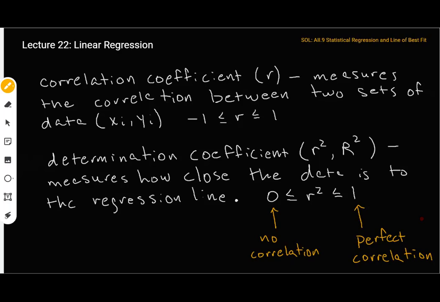So that's going to be what R and R squared is going to be. And again, once you do this on Desmos, it'll tell you automatically what the R value is and what the R squared value is going to be.